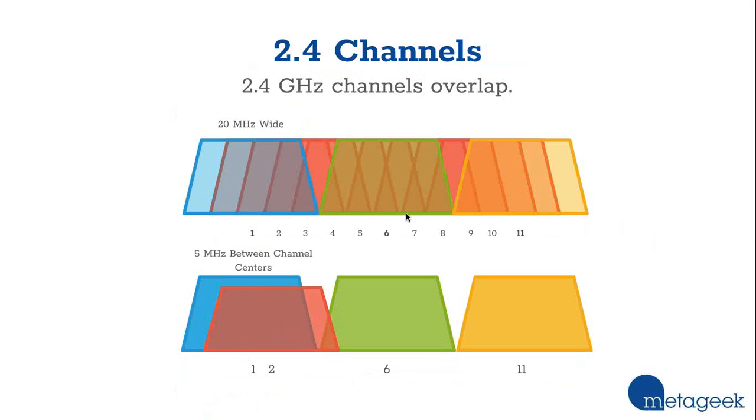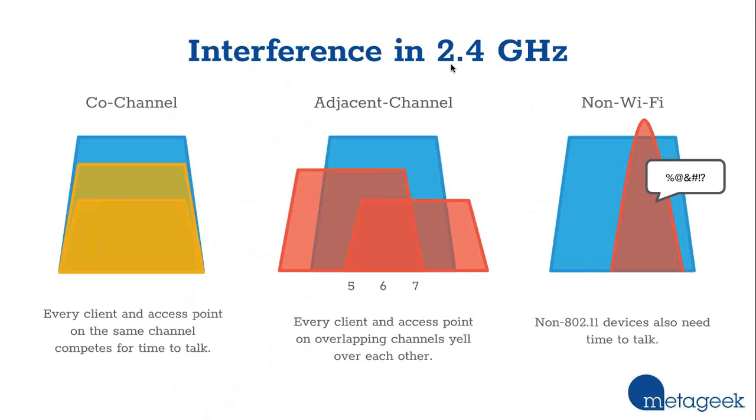Does it hurt anything? Yeah, it does. There are three different types of interference in Wi-Fi that we have to watch out for, three types of interference in 2.4 gigahertz specifically. The first is co-channel interference. Co-channel interference happens when we have a bunch of access points and client devices all sharing the same channel.